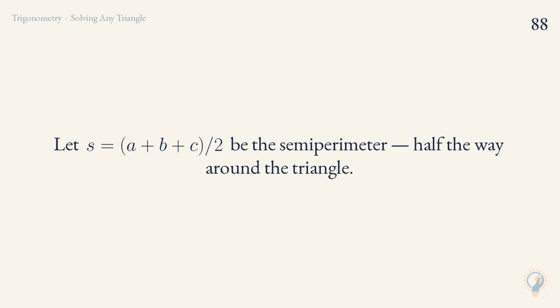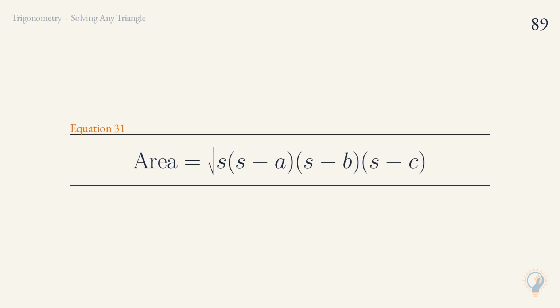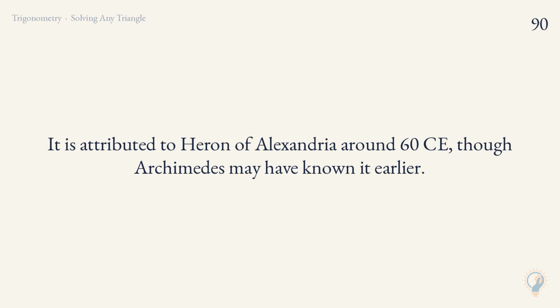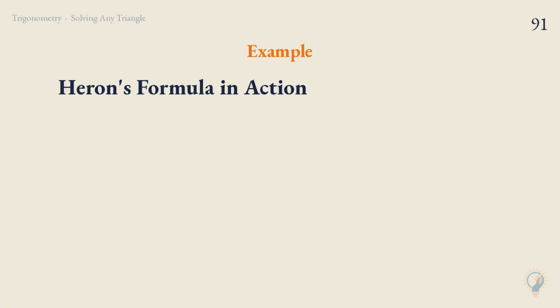Let S equal A plus B plus C, all over 2, the semiperimeter, half the way around the triangle. Equation 31, Heron's formula. The area equals the square root of S times S minus A times S minus B times S minus C. It is attributed to Heron of Alexandria around 60 CE, though Archimedes may have known it earlier. Worked example, Heron's formula in action.